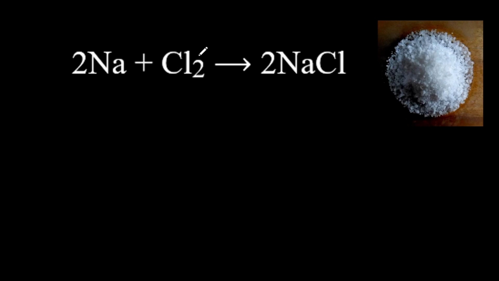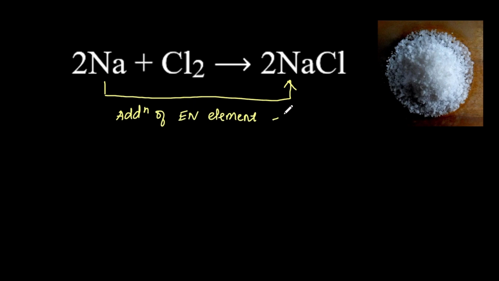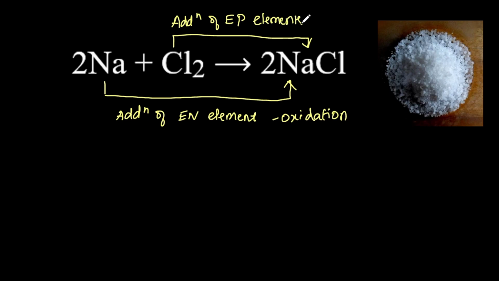So, for sodium, an electronegative element is added. So, what is addition of electronegative element? It is oxidation. So, sodium undergoes oxidation. Now, if you see chlorine, for chlorine, sodium is added. What is sodium? Sodium is an electropositive element. So, for chlorine, addition of electropositive element happens, and this is called as reduction. So, clearly we can tell sodium undergoes oxidation, chlorine undergoes reduction. So, for this equation, we are clear with the reactions.